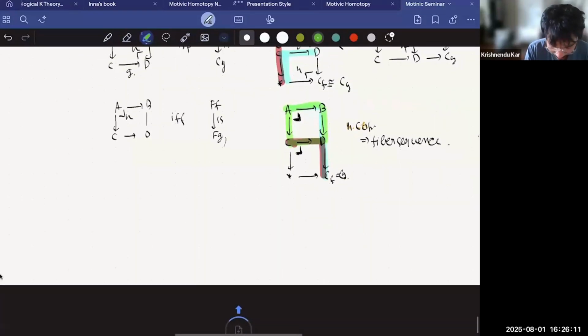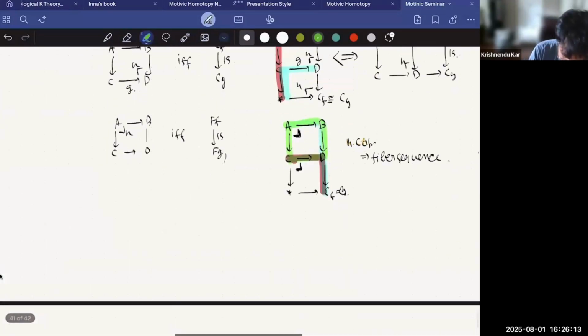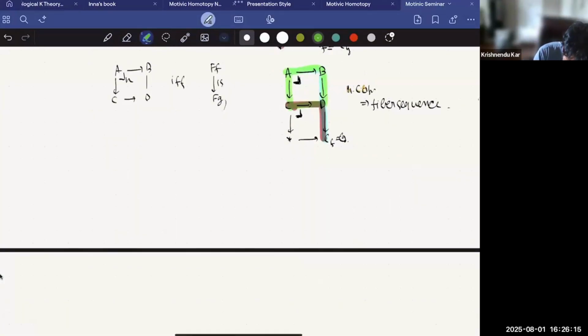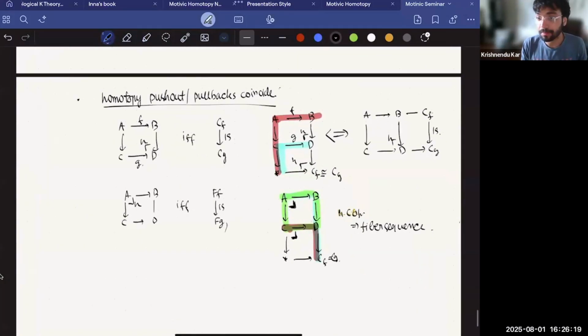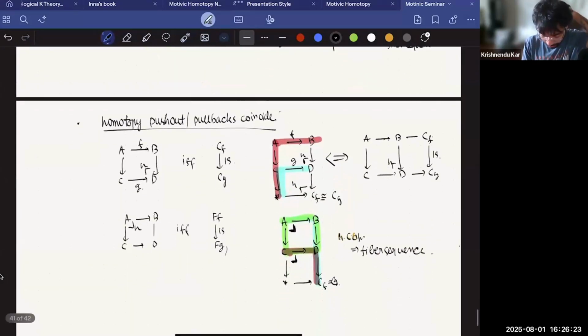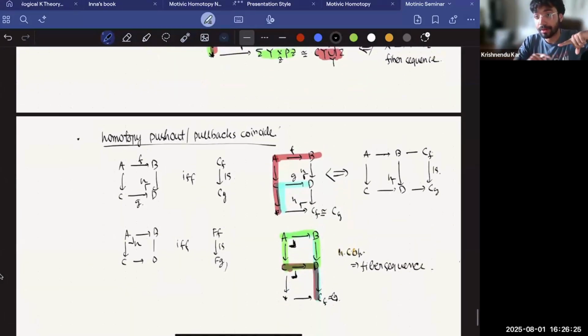The next feature is that spectra form an additive category. But these are all the signature features of spectra. When somebody says spectra, these are the features that should click in your mind: suspension and loop are inverses to each other, homotopy pushout and pullback squares coincide, everything behaves nicely, and you get your long exact sequence of stable homotopy groups of spectra. Either of the squares, it doesn't matter.